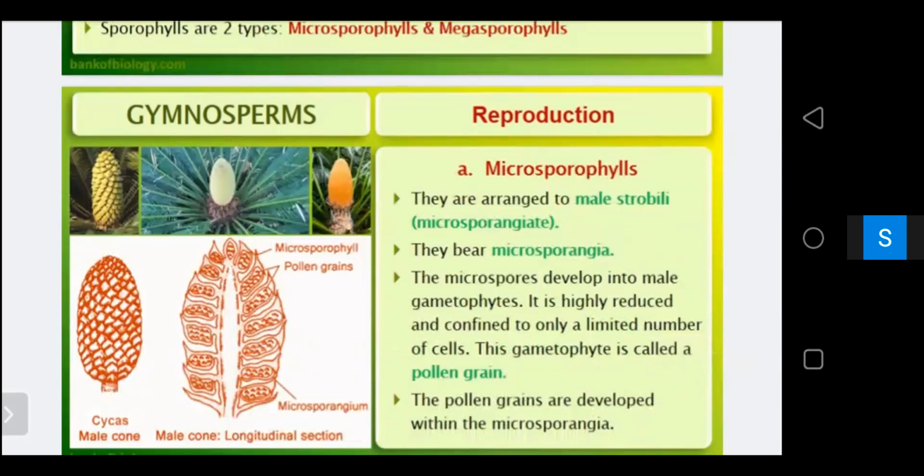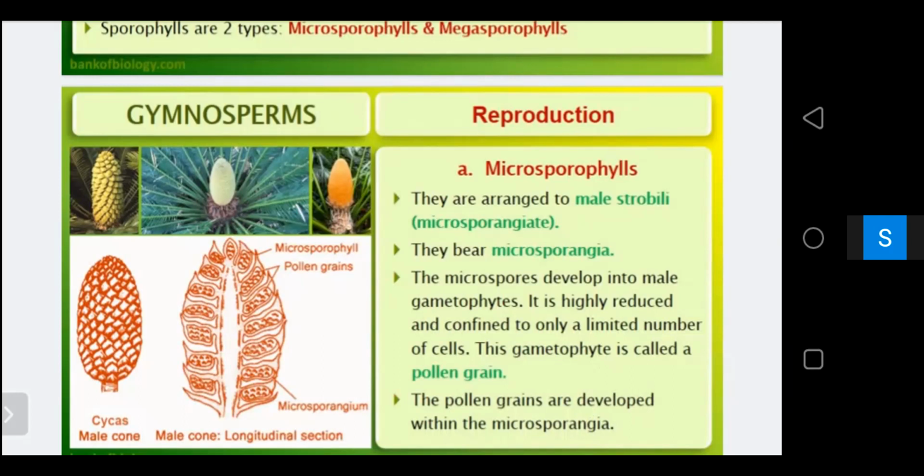The plant may be monoecious, in the case of Pinus, where the male and female cones or strobili may be present on the same tree. It can be dioecious also, as in the Cycas. They can bear on different trees, like unisexual. The pollen grains are the microspores.